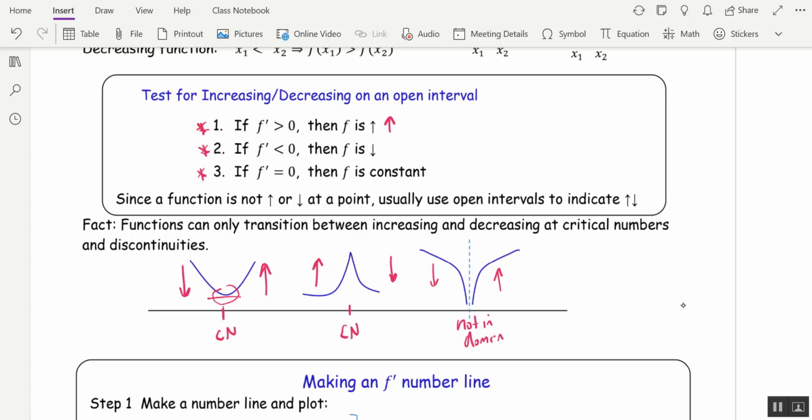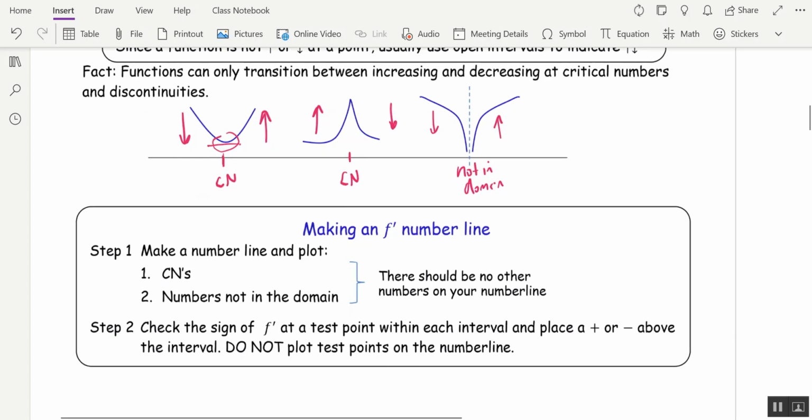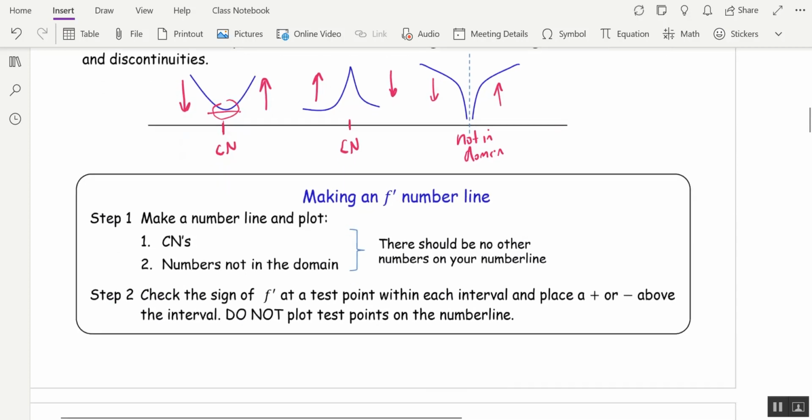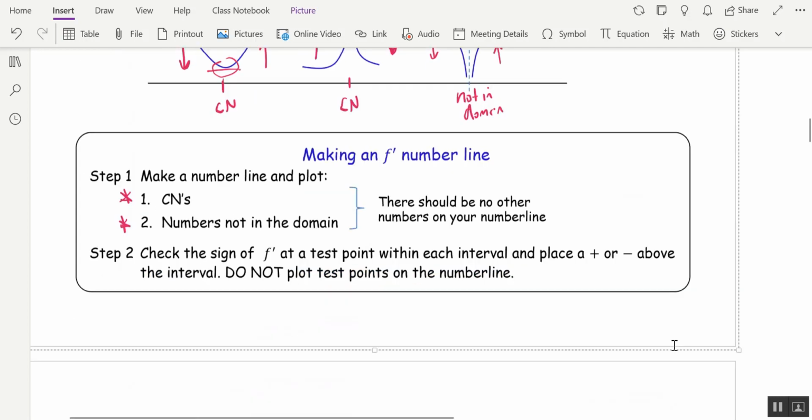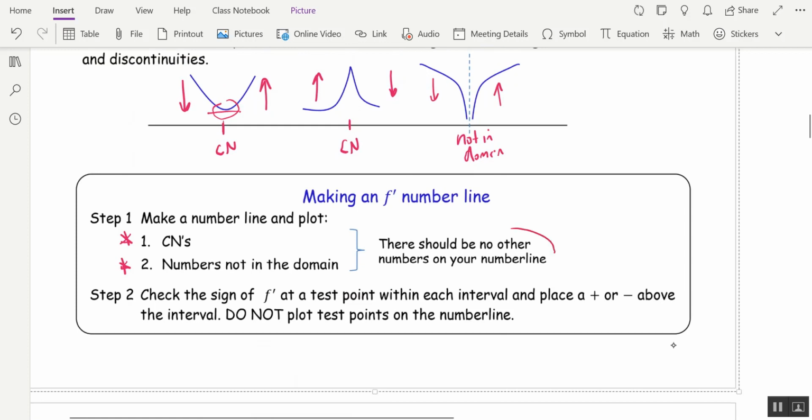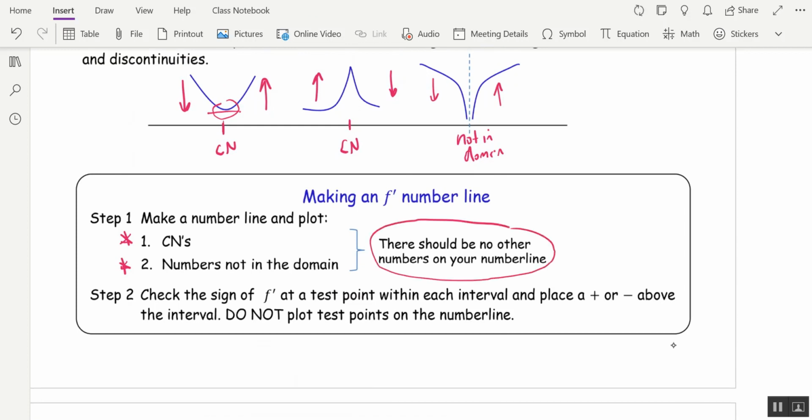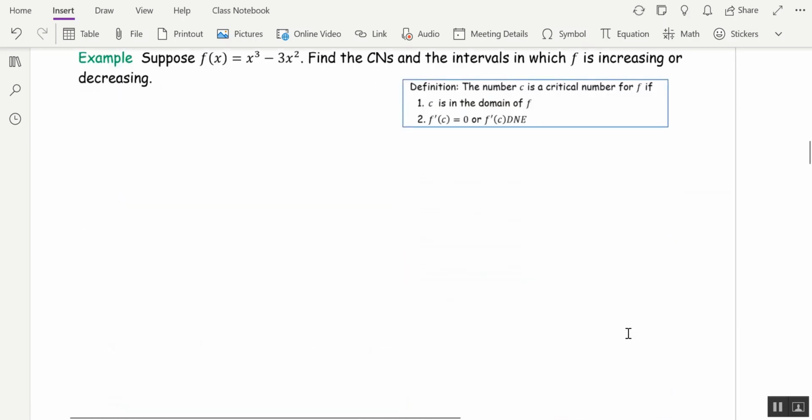So a quick way to figure out where a function's increasing and decreasing is to make an f prime number line. And what you do is you just make a number line and you plot the critical numbers and the numbers not in the domain. And then you're going to test the sign of f prime on the intervals that are formed from plotting those numbers. By the way, there should be no other numbers on your number line. So when we use test points, we're not going to put those on our number line. And I'll tell you what I mean by that in a sec.